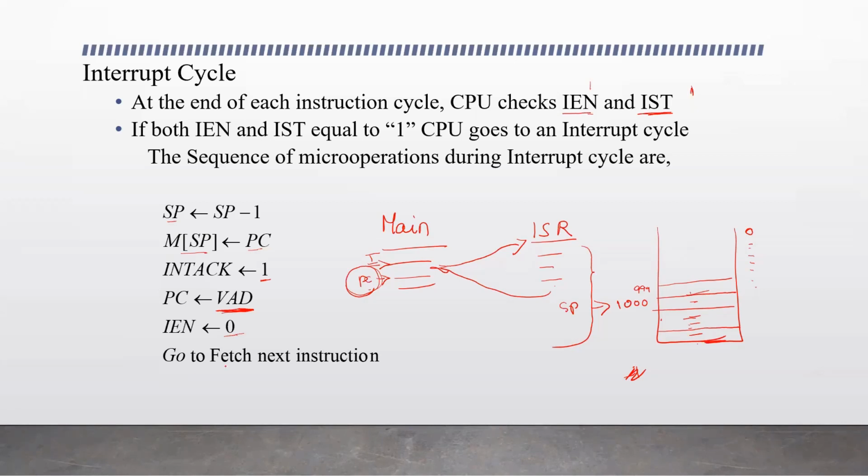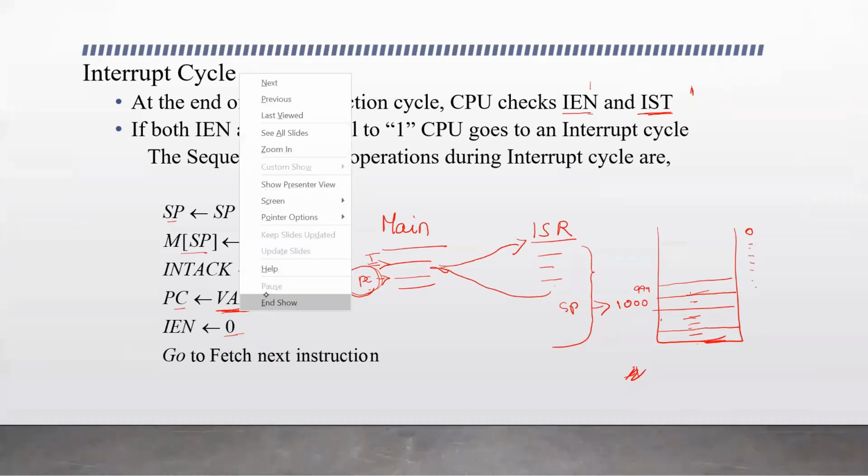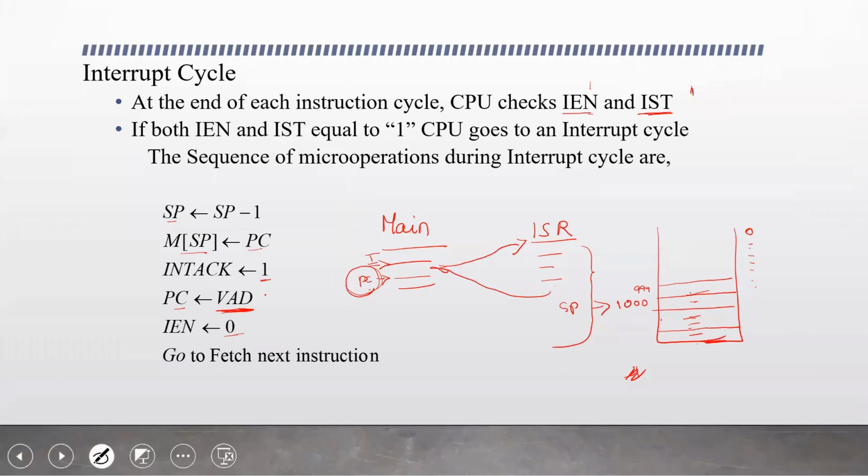The next step is to fetch the next instruction. What is the next instruction? It is the instruction addressed by PC. PC has the vector address, which is the address of the interrupt service routine. So the next instruction is the first instruction of the interrupt service routine. These are the micro operations performed during the interrupt cycle.